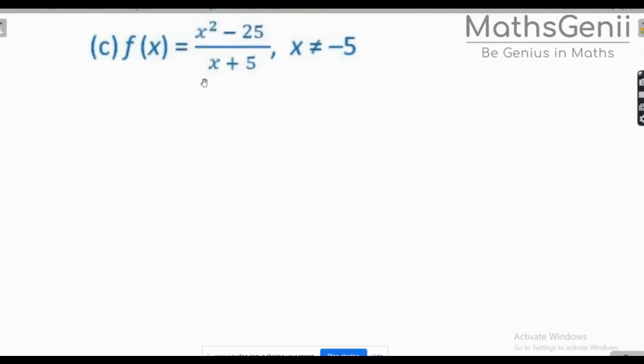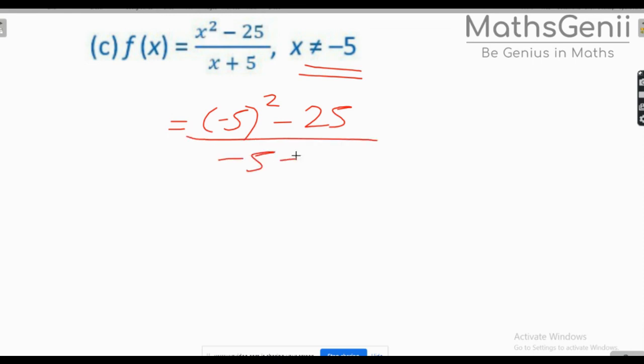At x is equal to minus 5, the function is discontinuous for sure. If you put minus 5 here in place of x, what do you get? 0 upon 0. 0 upon 0 is an undefined form. So this function is not defined at x is equal to minus 5. So let's check the continuity at any point other than minus 5.